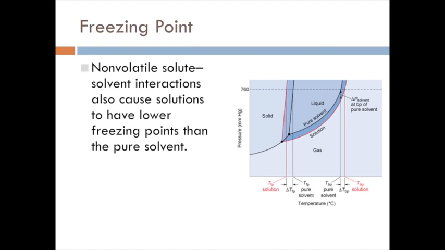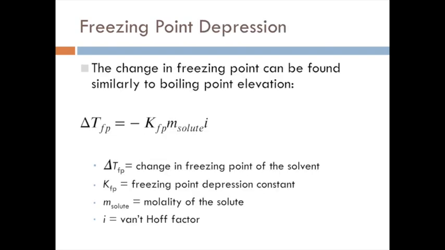Okay, now we're going to look at freezing point. So we saw with boiling point that adding a solute will increase the boiling point. But now adding a solute to the solvent is going to decrease the freezing point. So on the graph, we have boiling point over there on the right, but on the left, it shows us the freezing point of the solution decreases when we've added a solute. So again, we are going to be able to calculate that.